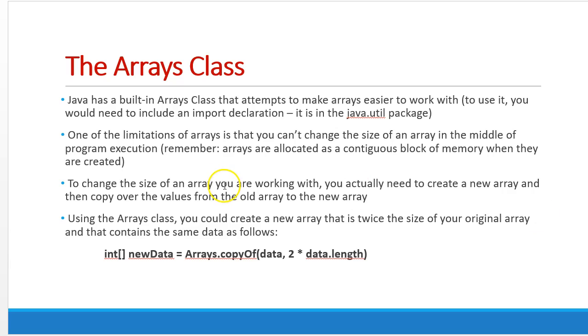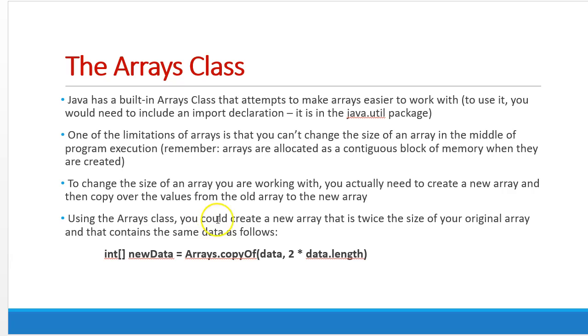All right, so now we're going to talk about some higher level functions of the Arrays class. There's a built-in Arrays class that gives you some functionality. Remember that arrays are allocated as a contiguous block of memory. So in our very first demo, when we allocated 3 items, that's all you're ever going to get. If you want to make it 4 or 5 items, you can't do anything. You've got to create a new array.